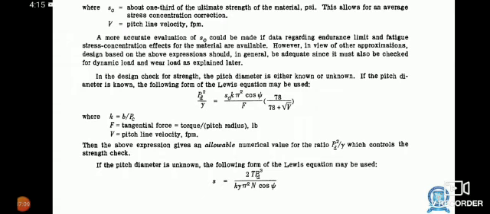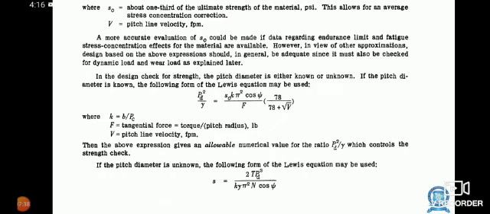PD square divided by y equal to S0 K B square cos psi divided by F into 78 divided by 78 plus root of V, where K equal to B by B_c, F the tangential force, V the pitch line velocity. Then the above expression gives an allowable numerical value for the ratio P square PD square divided by y, which controls the strength. If the pitch diameter is unknown, the following form of Lewis's equation may be used.